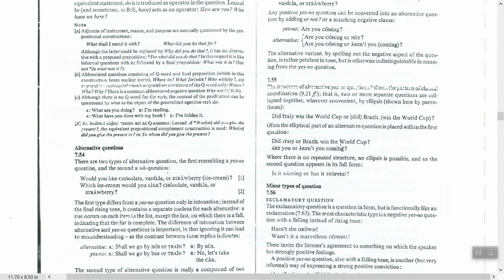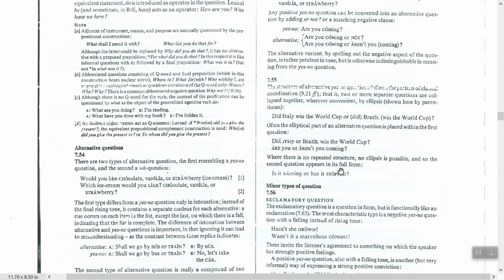Maybe one of the students asks, why do we delete this? We delete them because they are the same. "Did Italy win the World Cup or did Brazil win the World Cup?" Because they are the same, we don't need to repeat. And here also, "Are you coming or aren't you coming?" Because they are the same, we don't need to repeat, so we delete. We apply ellipsis.